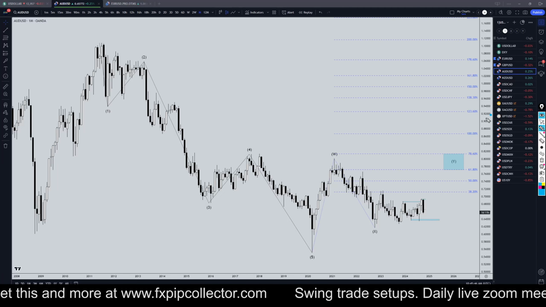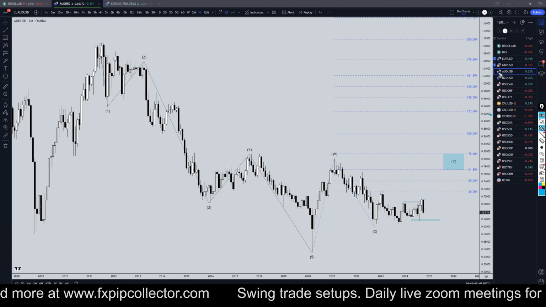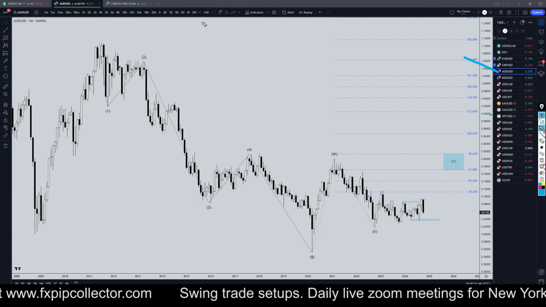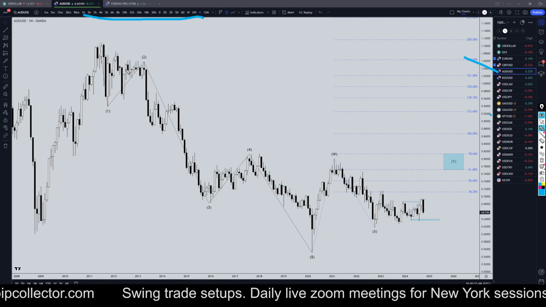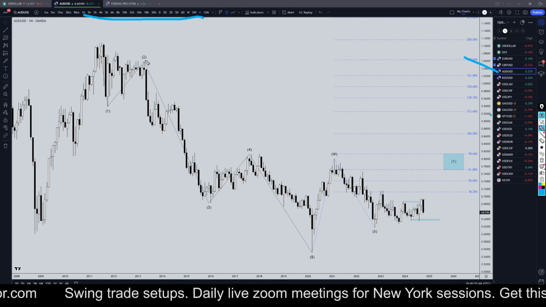Today is Wednesday, October 30th, and this is my analysis of the Aussie US dollar, starting on the monthly, working my way all the way down to the 1 hour time frame for the full top-down analysis.